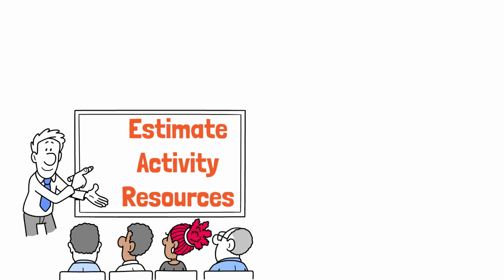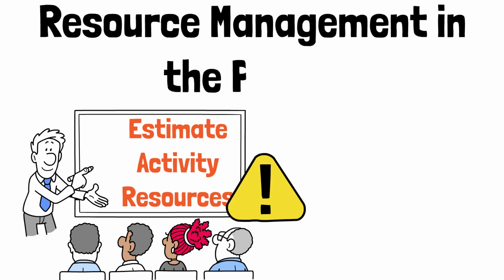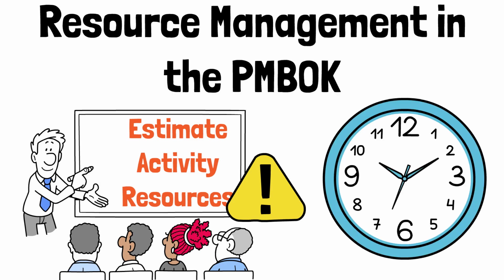Now we're going to dive into estimate activity resources. This one is so important, it actually lives under resource management in the PMBOK, not schedule management. This process is all about figuring out what people, equipment, materials, and even space are needed to get each activity done. We can't estimate in a vacuum, so here are the inputs you need on hand.